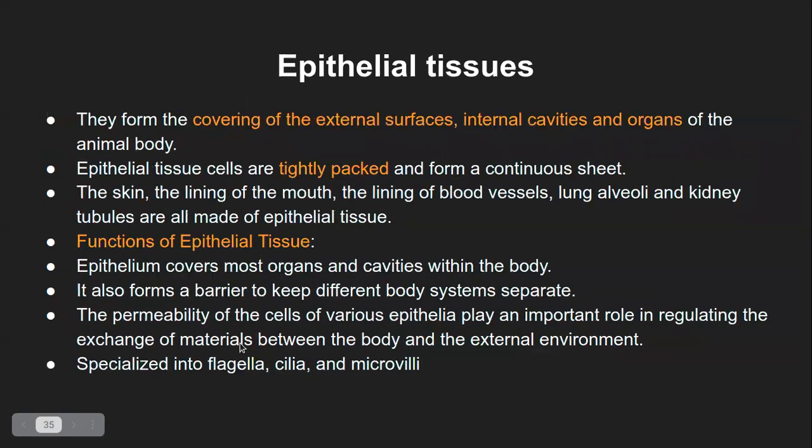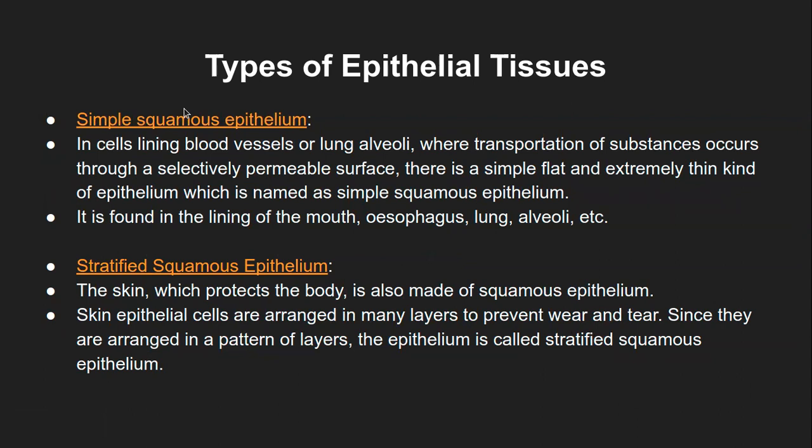So talking about the first type of epithelial tissue, that is simple squamous epithelium. Now we know how they are in terms of their shape. These are the cells which line the blood vessels or lung alveoli. This is where they are present, and these are specifically responsible for transportation of substances through a selectively permeable membrane.